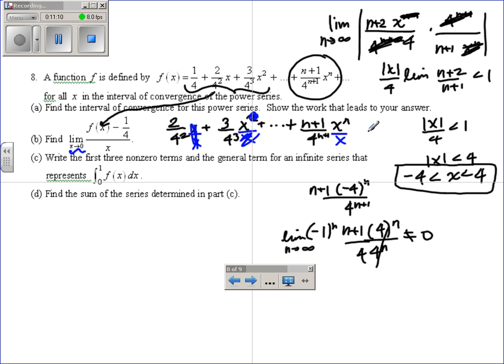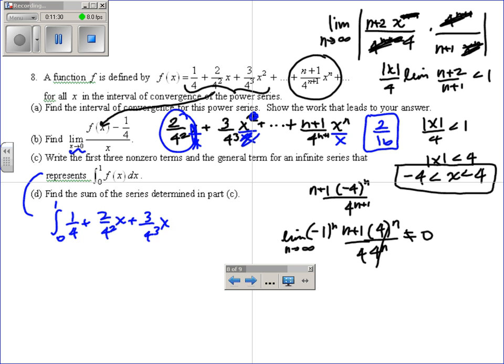So everything here has an x in it except this first term, and so you're left with 2 over 16. Write the first 3 non-zero terms in the general form for the infinite series that represents the integral from 0 to 1. Okay, so if we integrate from 0 to 1, this function 1/4 plus 2 over 4 squared x plus 3 over 4 cubed x squared, up to n plus 1 over 4 to the n plus 1 x to the n.